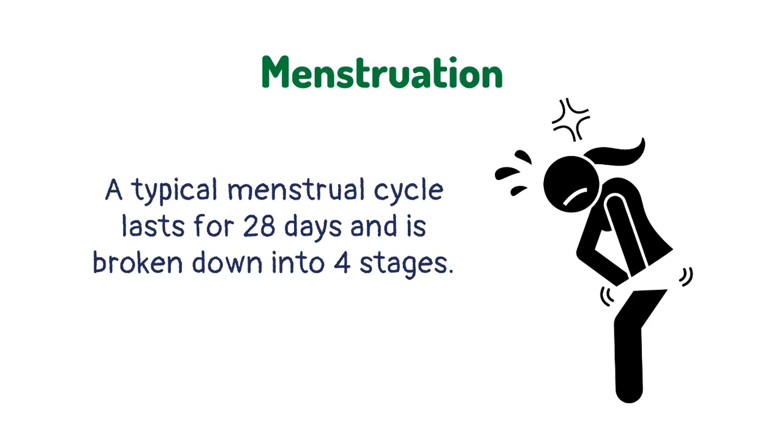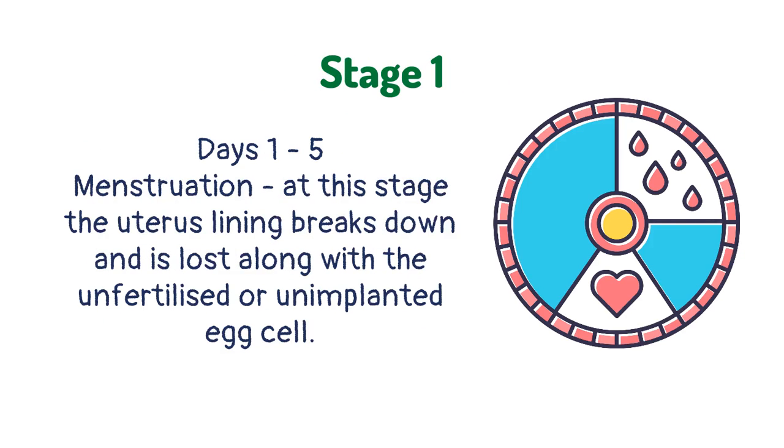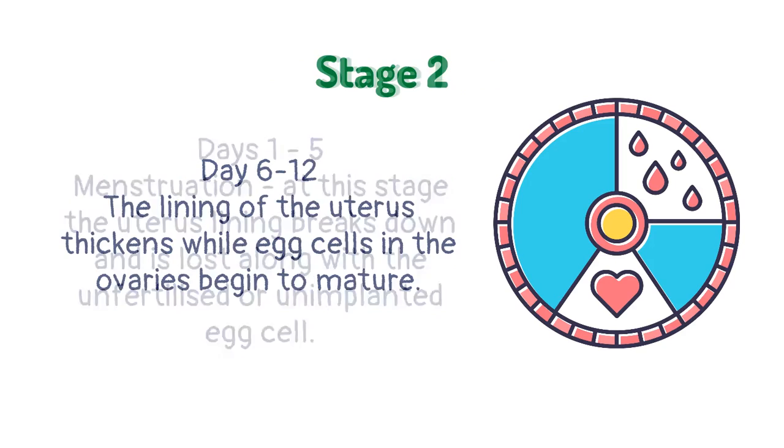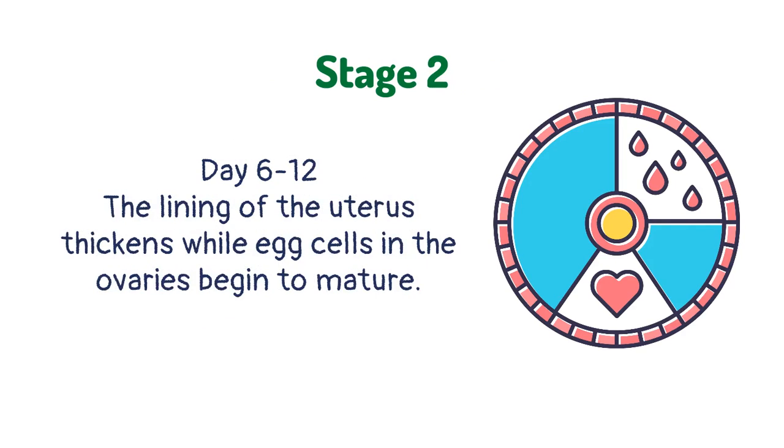A typical menstrual cycle lasts for 28 days and is broken down into 4 stages. Stage 1, days 1 to 5, menstruation. At this stage the uterus lining breaks down and is lost along with the unfertilized or unimplanted egg cell. Stage 2, days 6 to 12, the lining of the uterus thickens while egg cells in the ovaries begin to mature.